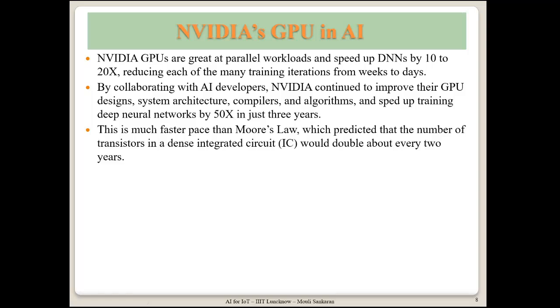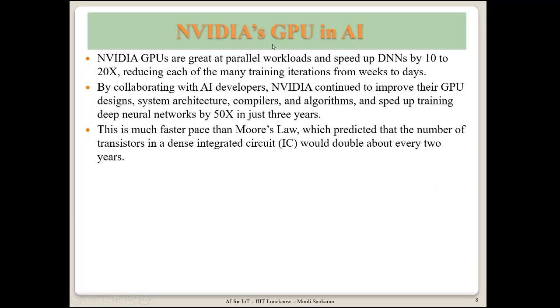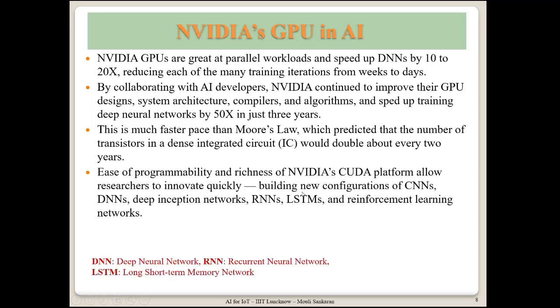Moore's law, you know that. Moore is one person who is an Intel founder also. He predicted that the number of transistors in a chip would double every 18 to 24 months. That's Moore's law. All of you might have heard it. It is the number of transistors that could be packed inside an IC, integrated circuit. So NVIDIA's improvement is much more than Moore's law in terms of comparison numbers.